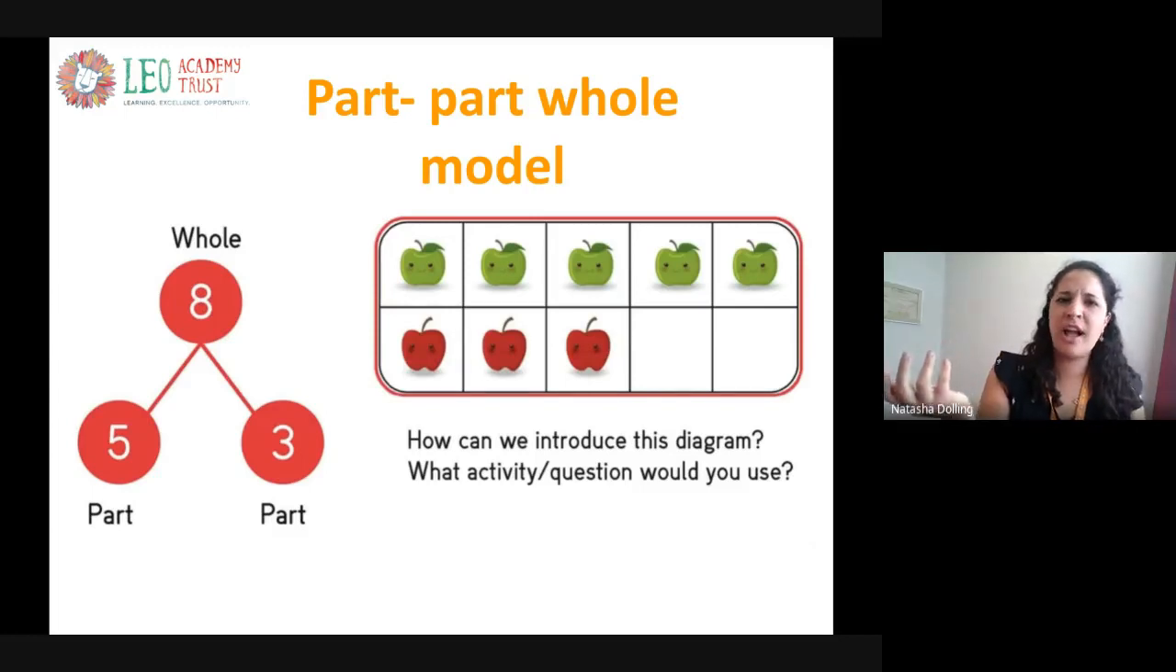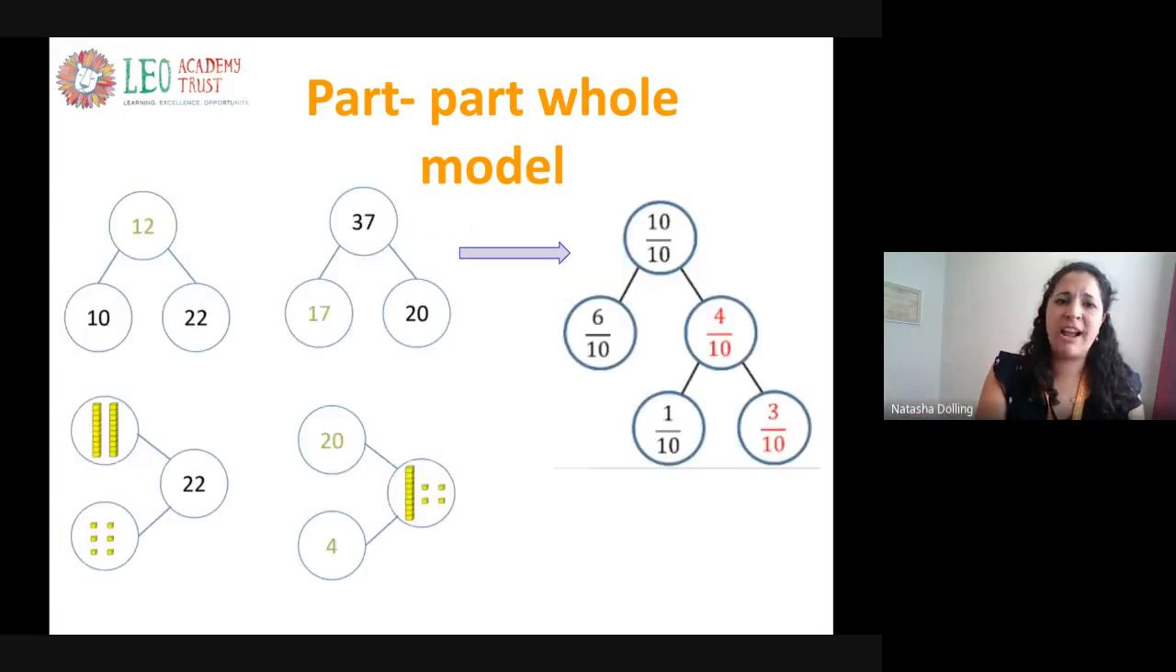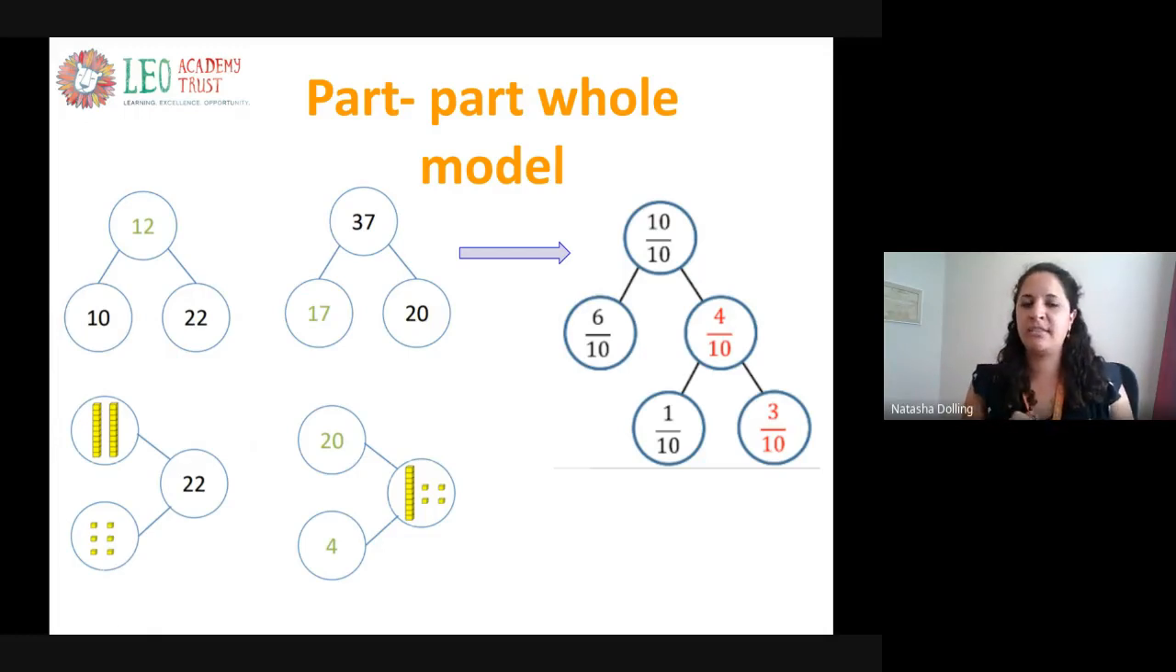And I just want to show you how the part-part-whole model progresses. I talked about using tens and ones. It's often the case with the part-part-whole model, showing it with tens and ones. Not always tens and ones, though. Really important to show those different relationships. I've put that question in there on the right for all of the upper Key Stage 2 colleagues out there who think that they don't need to worry about part-part-whole models.